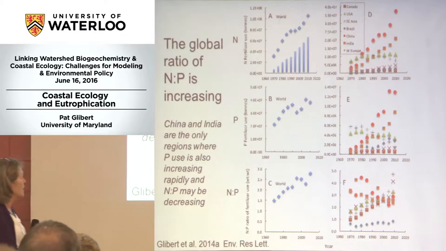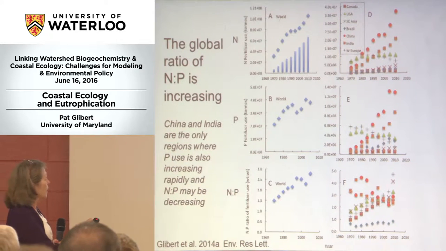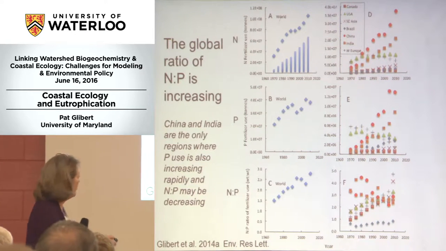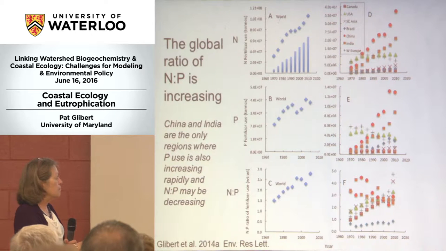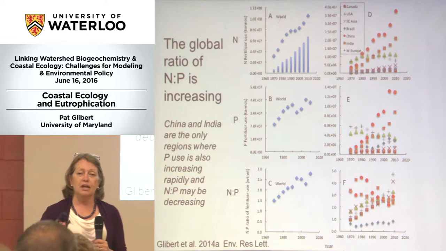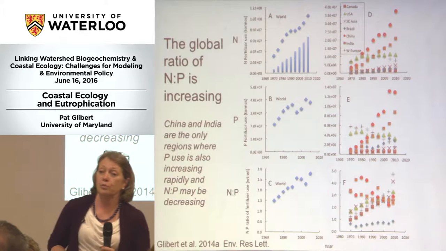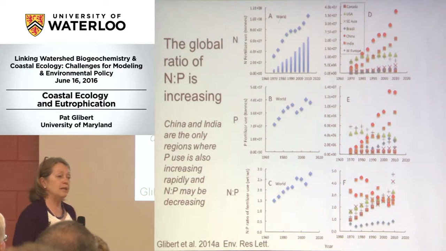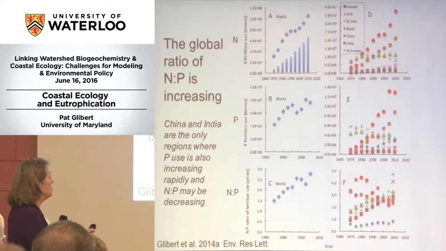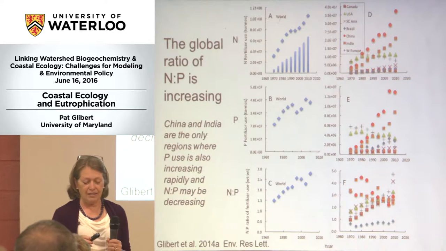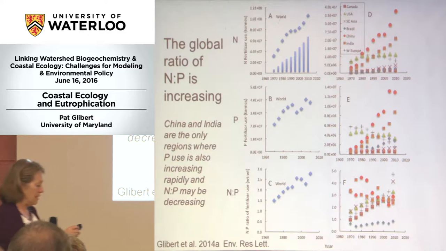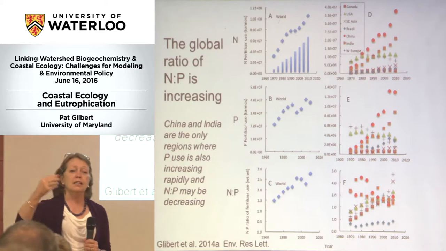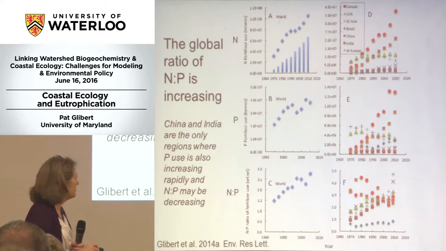And as a consequence, globally, we have nitrogen fertilizer increasing, phosphorus is increasing, but not nearly at the same rate. The end result is that the N-to-P ratio of our use of nitrogen relative to phosphorus has increased about threefold. We see this in all parts of the world, except India and China, where the use of phosphorus hasn't gone down nearly as much as in many other parts of the world. So the end result is that we are driving nitrogen to phosphorus ratios higher and higher.